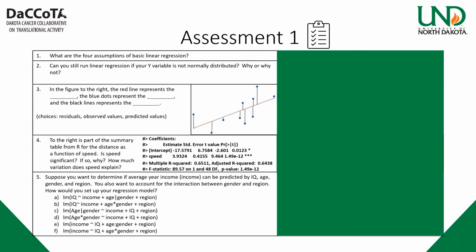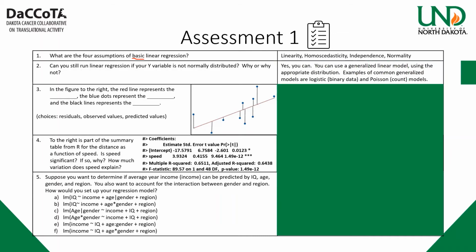Welcome back. Let's take a look at these answers. For number 1, the 4 assumptions were linearity, homoscedasticity, independence, and normality. Again, this is for basic linear regression, which assumes normality. That leads into number 2. Can you still run regression if the data is not normally distributed? Sure. You can use things like logistic or Poisson regression, as we'll see in our next example. These are all examples of a generalized linear model, which doesn't assume normality.